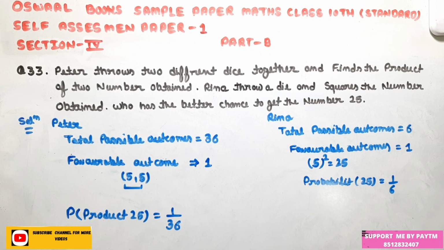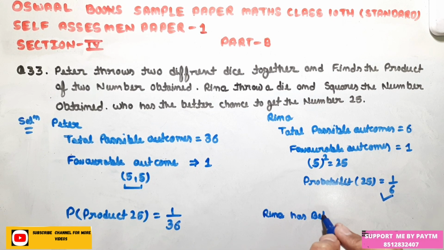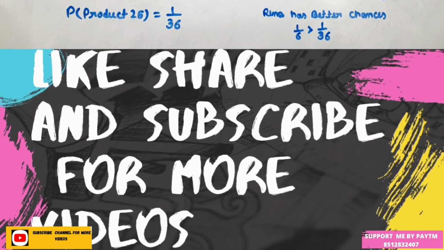Here we can clearly see that Reena has better chances as compared to Peter. So Reena has better chances because 1 upon 6 is greater than 1 upon 36. This is our answer.